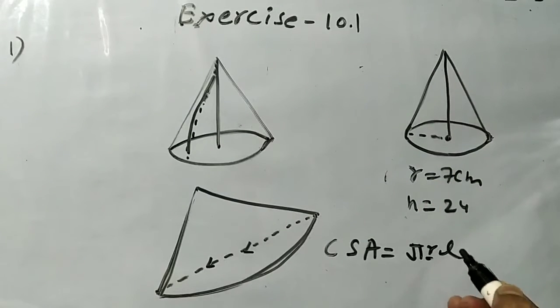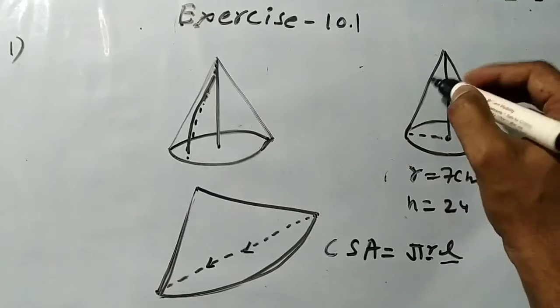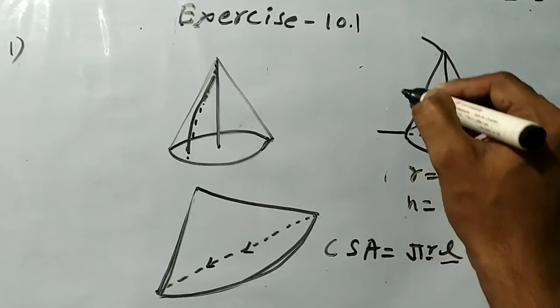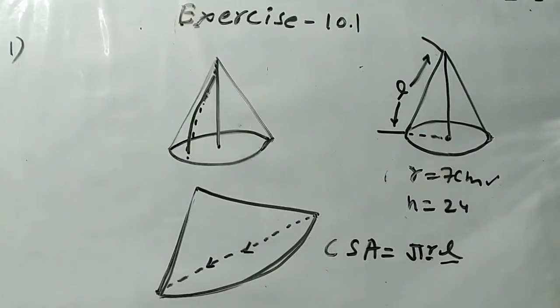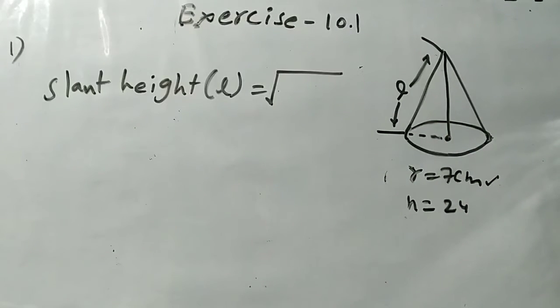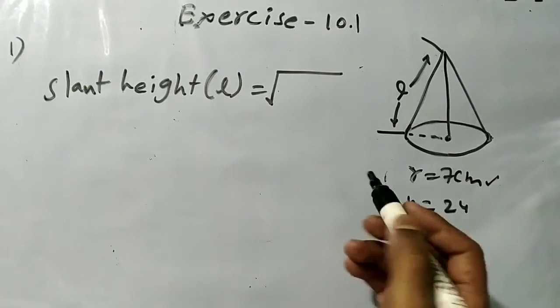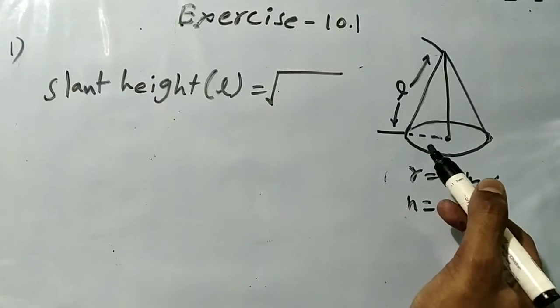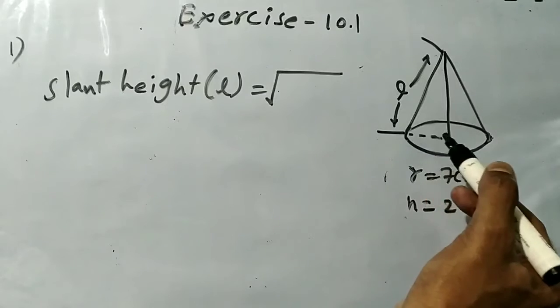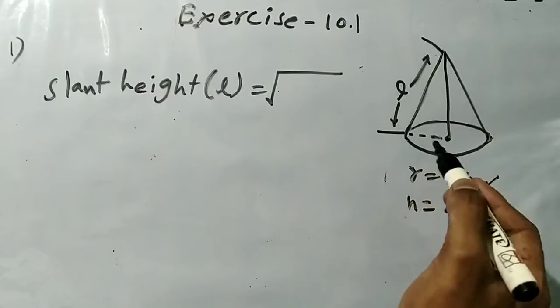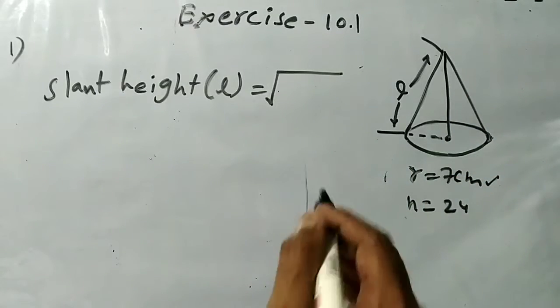We already know r, that is 7 centimeters, but we don't know l. Here l is the slant height. If you observe clearly, as there is a right circular cone, you will find a right angle triangle here. Here the right angle triangle is formed.